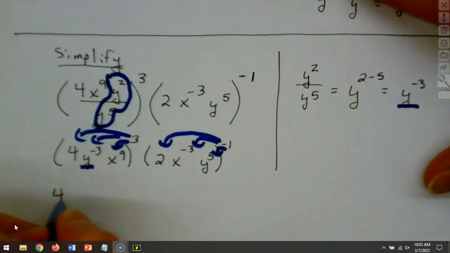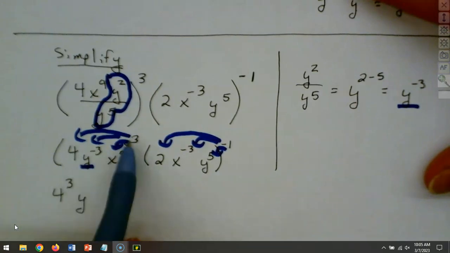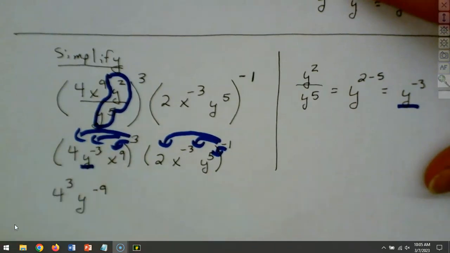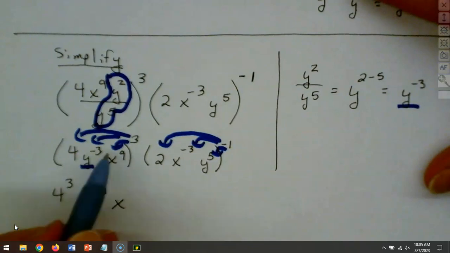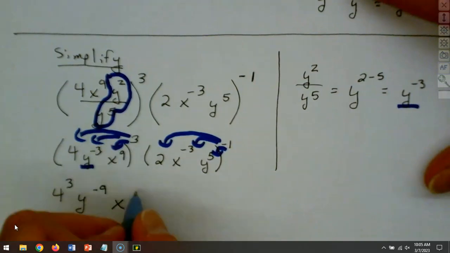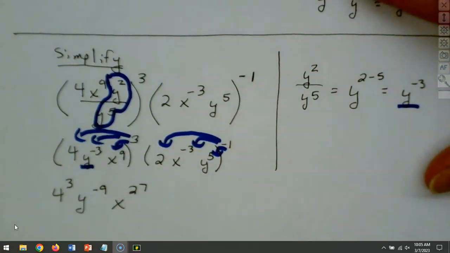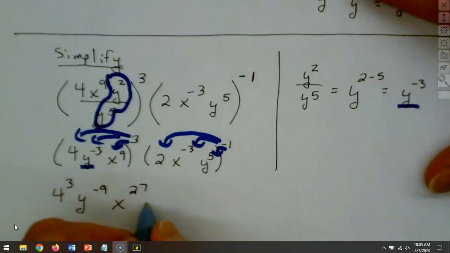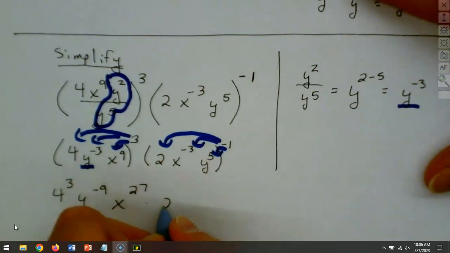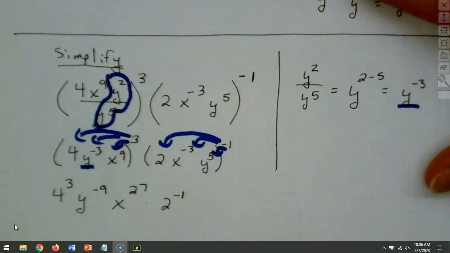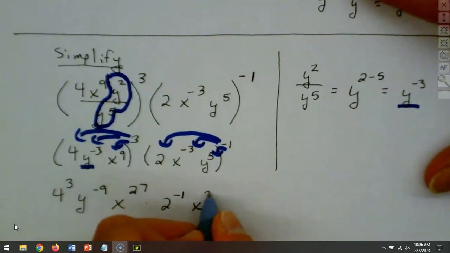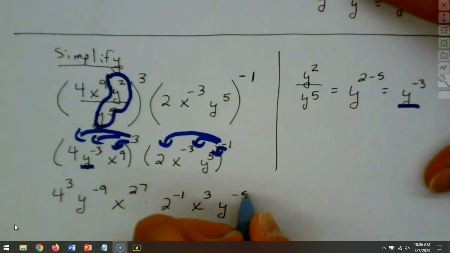So that's going to be 4 cubed. Y to the minus 3 times 3 makes it a minus 9 power. X to the 9 times 3, that's 27. And we have a 2 to the negative 1st power. We'll deal with that in a moment. Negative 1 times a negative 3. Negative and negative makes it a positive 3. And then we've got y to the negative 5th power there.